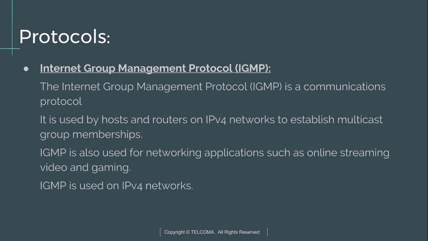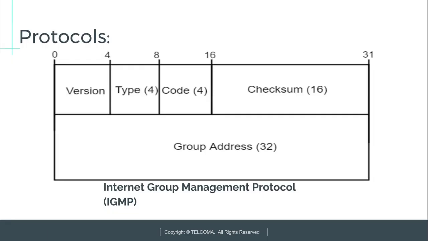Next is the IGMP protocol, that is Internet Group Management Protocol. The Internet Group Management Protocol is a communication protocol used by hosts and routers on IPv4 networks to establish multicast group memberships. IGMP is also used for networking applications such as online streaming video and gaming. IGMP is used on IPv4 networks.